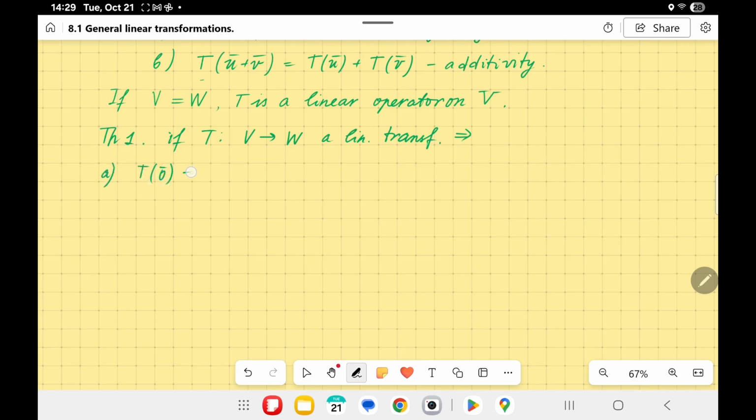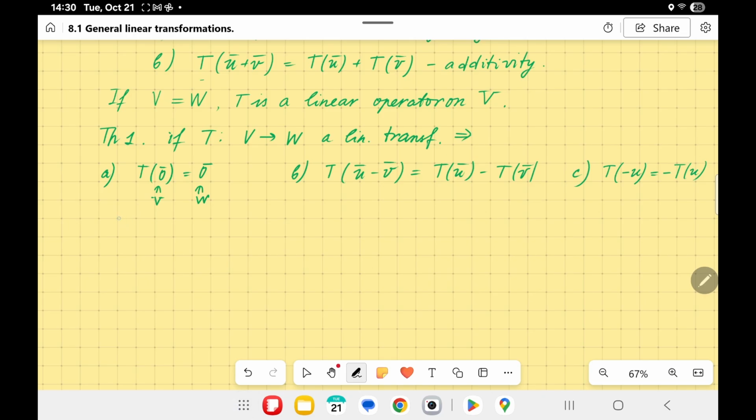A. The linear transformation of the zero vector is going to be a zero vector. This zero vector belongs to vector space V, and this one belongs to W. B. The linear transformation of a difference is going to be a difference of linear transformations. And C. The linear transformation of negative u is going to be the negative of the linear transformation of u. I'm not going to prove all of them, but I'm going to concentrate on A and B.